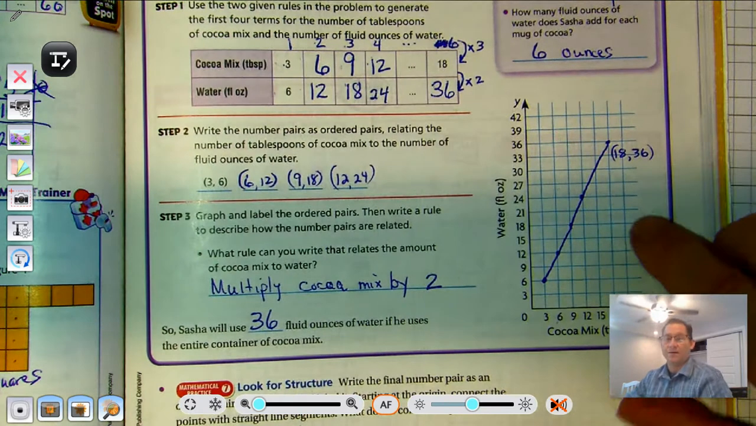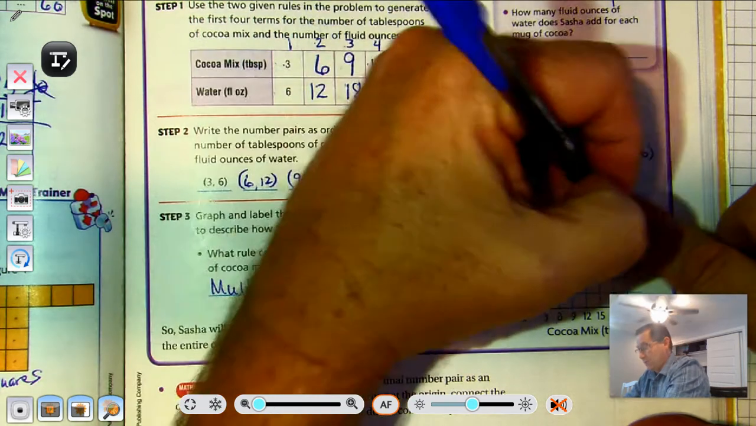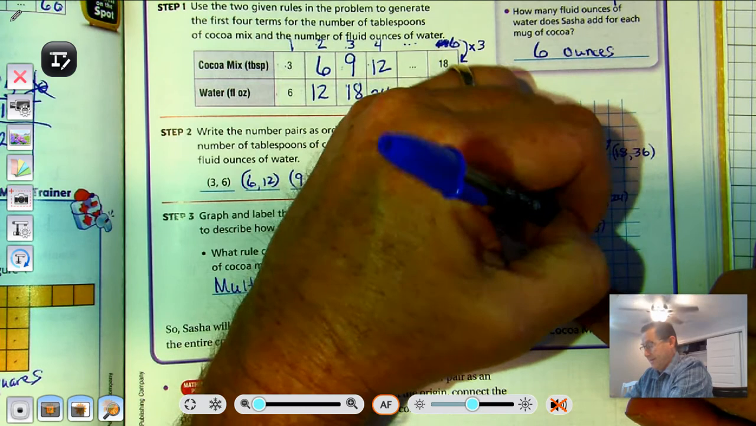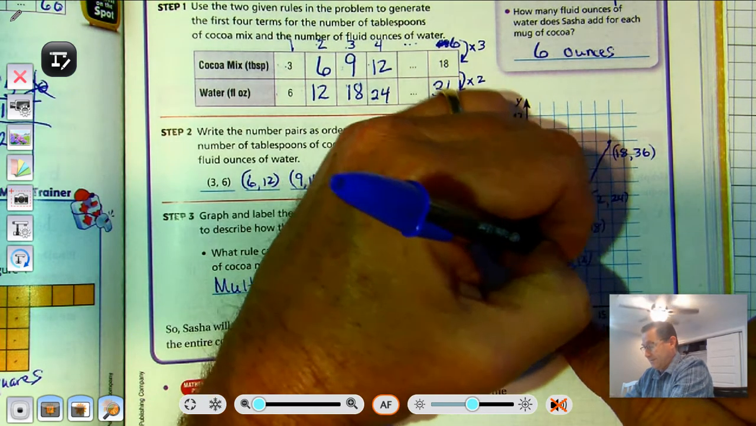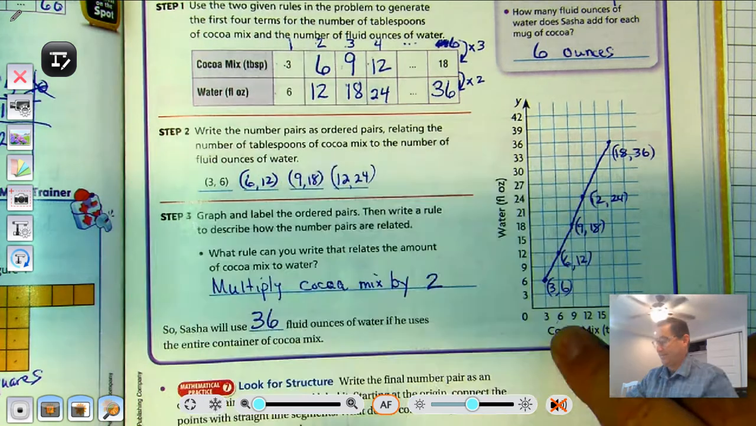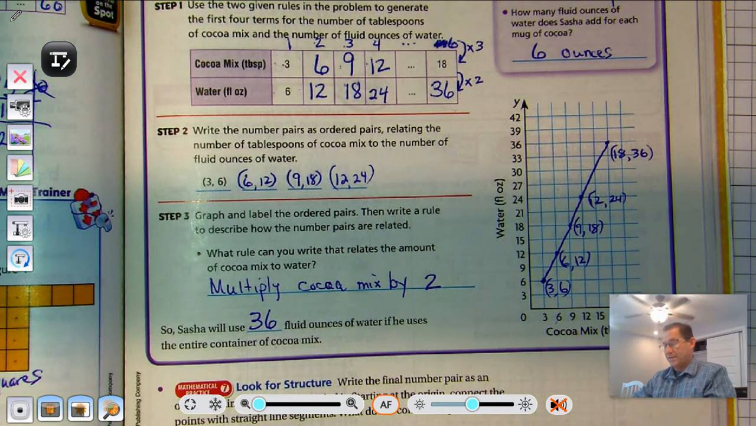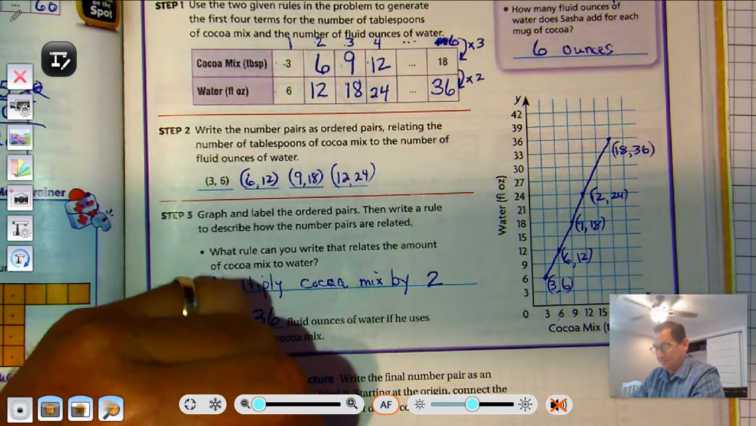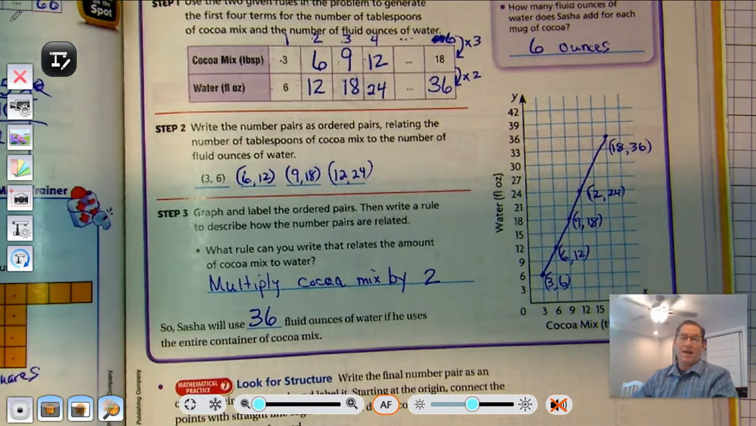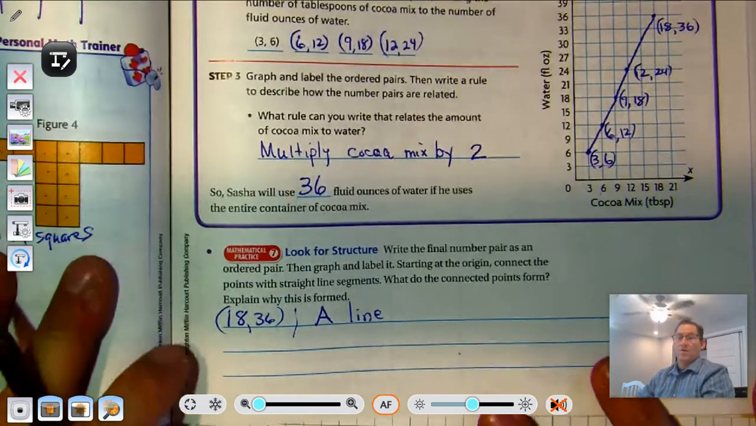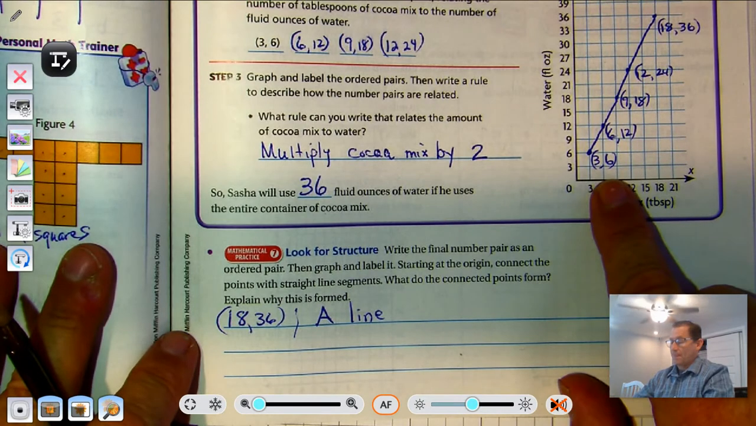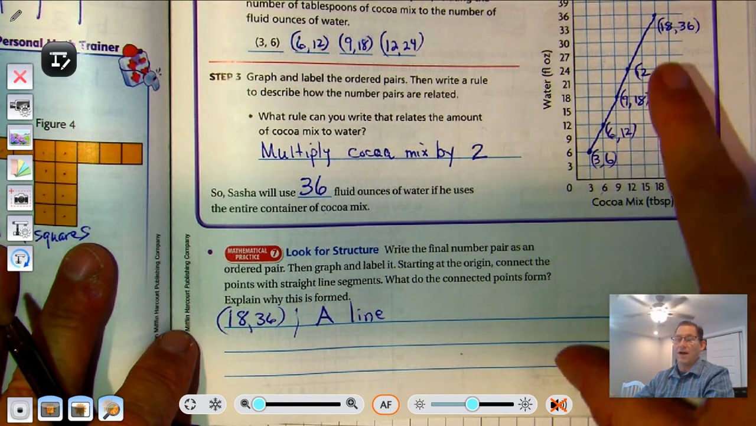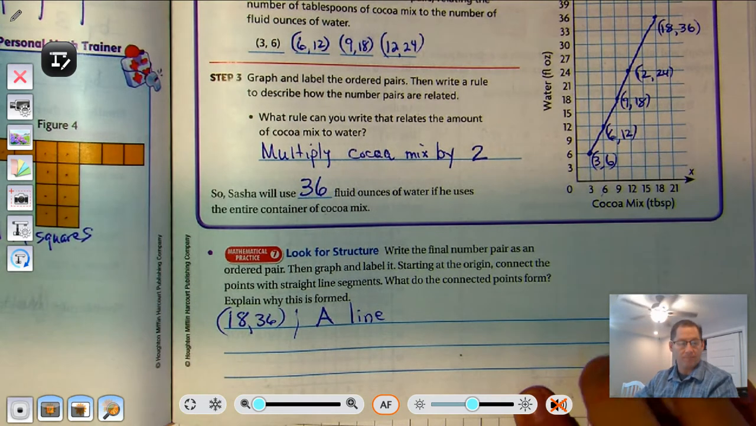Okay, we can go ahead and write in our ordered pairs here. So we have 12 and 24. We have 9 and 18. We have 6 and 12. And we have 3 and 6. Okay. What do the connected points form? A line. And explain why a line is formed. Well, there's always a 2 times greater amount along the y-axis. For every x, it's 2 times greater, right?